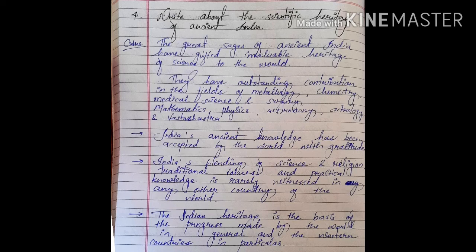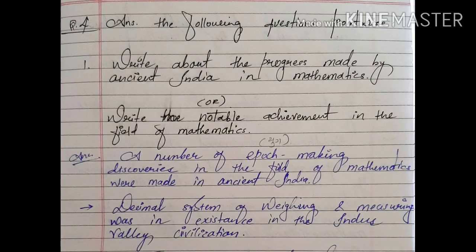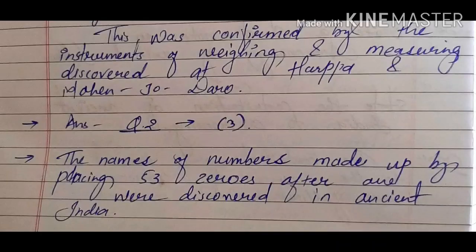Starting with question number 4, answer the following questions point-wise. The first one is: write about the progress made by ancient India in mathematics, or write notable achievements in the field of mathematics. And the answer is: a number of epoch-making discoveries in the field of mathematics were made in ancient India. The decimal system of weighing and measuring was in existence in the Indus Valley civilization. This was confirmed by the instruments of weighing and measuring discovered at Harappa and Mohenjo-daro.